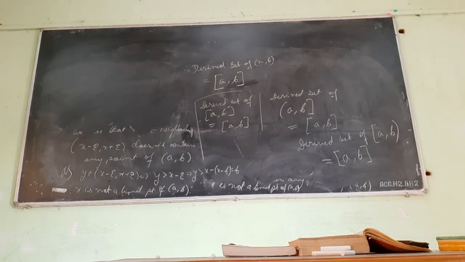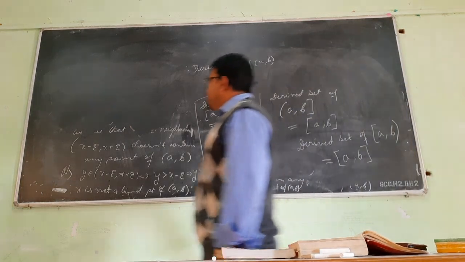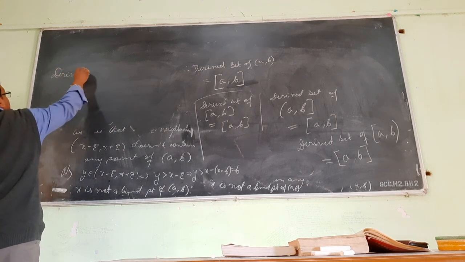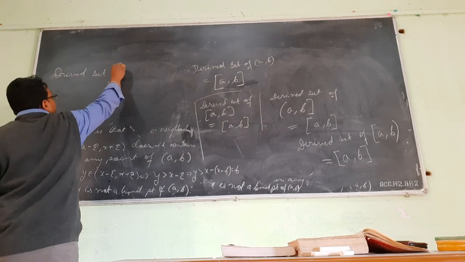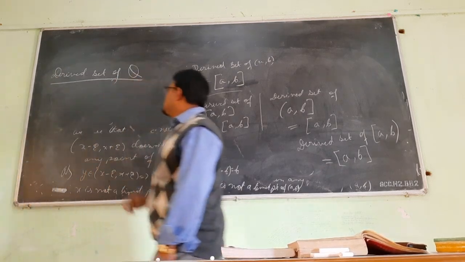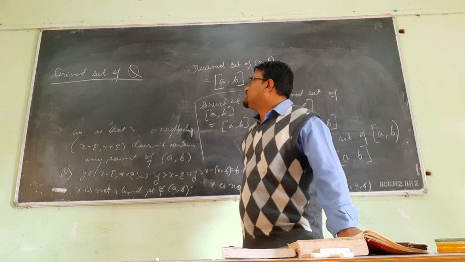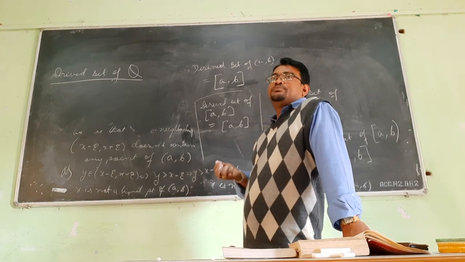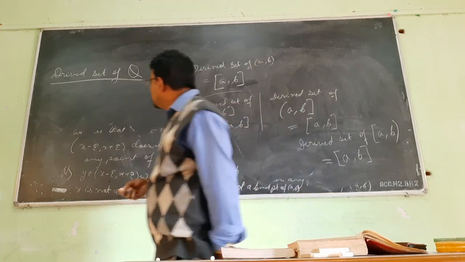So what is the derived set of the set of rational numbers? What are the limit points of the set of rational numbers? The derived set of Q, the set of rational numbers. So, what do you think? What are the limit points of this set?